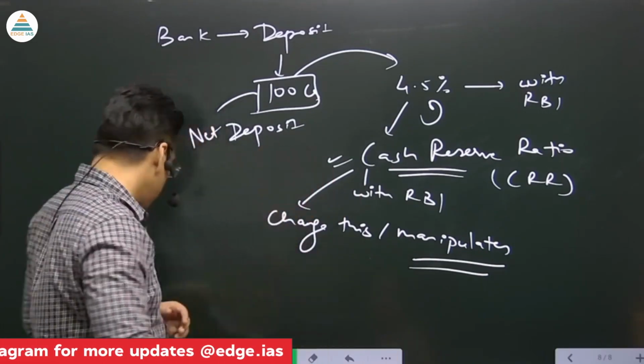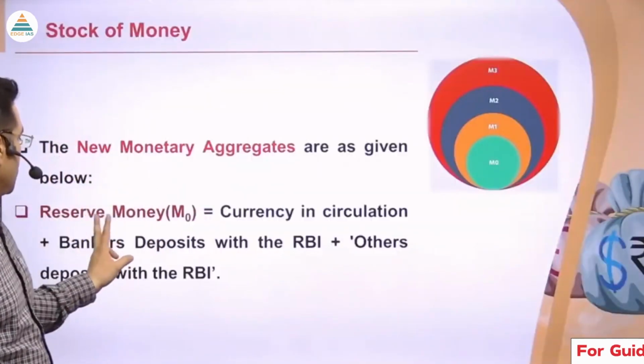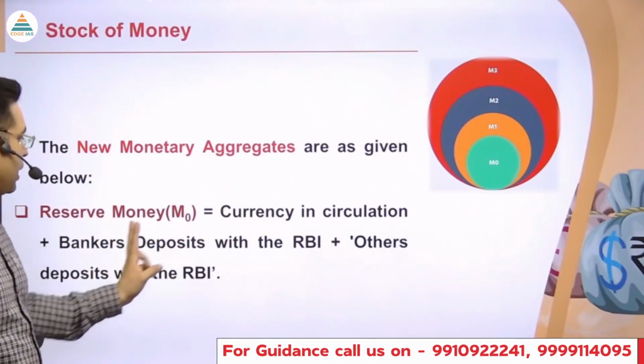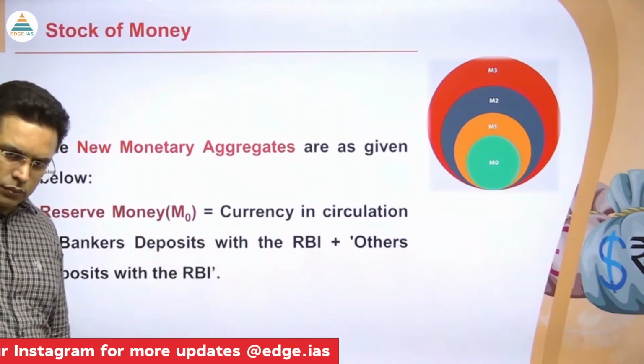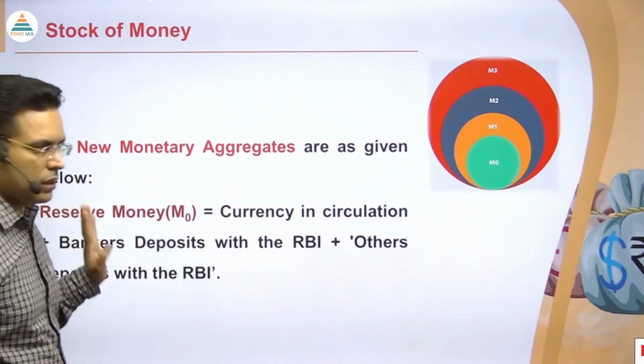So reserve money means currency in circulation plus banker deposit with RBI and other deposit with RBI. You just remember this concept. Write it down.